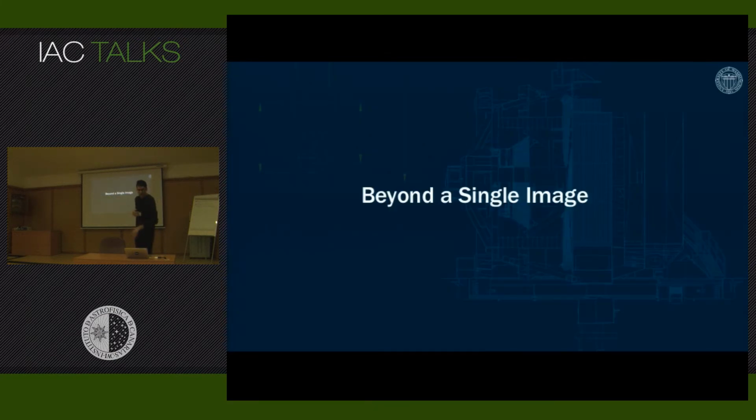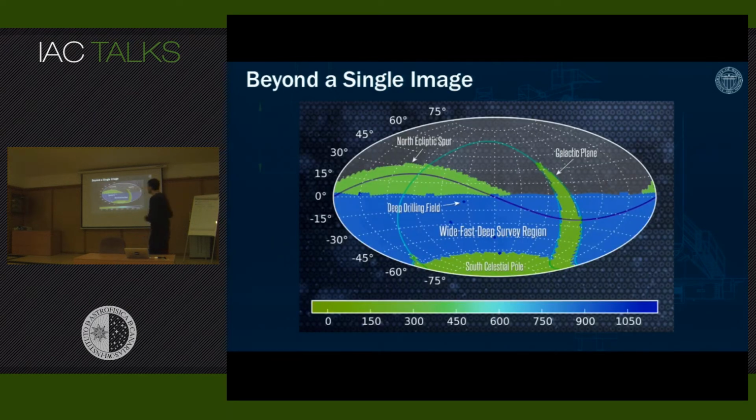Okay, so let's go beyond a single image. Everything I talked about so far deals with a single image: we want to understand what's in that image, and measure the fluxes and positions or shapes of the objects. Your typical survey of the future is going to have hundreds to thousands of images of every position in the sky, and that's what's shown here for LSST.